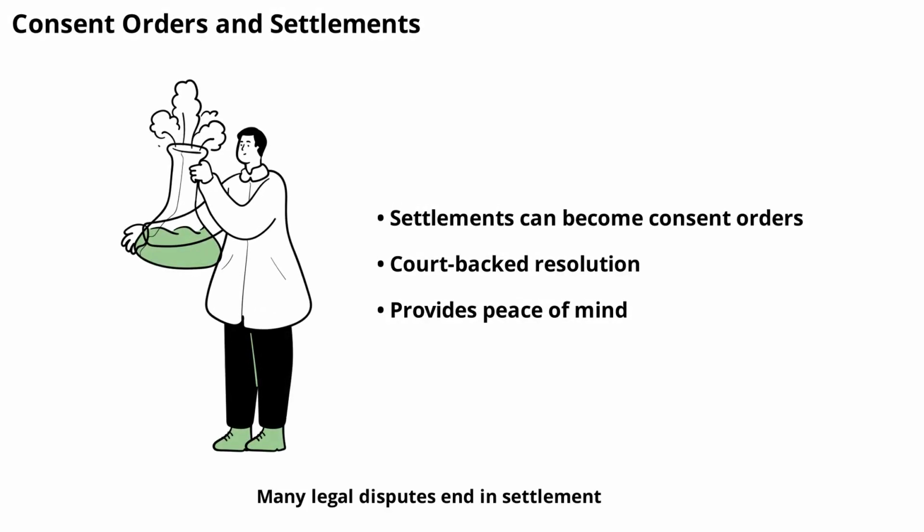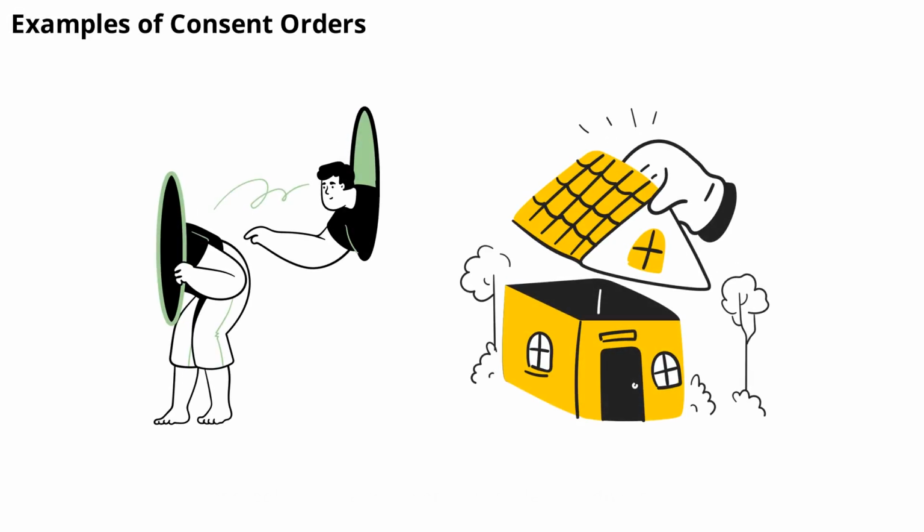Many legal disputes end in settlement. When both parties agree on a settlement, they can ask the court to issue a consent order reflecting the terms. This makes the settlement legally binding and enforceable. Consent orders provide a formal way to turn a private agreement into a court-backed resolution, giving both sides peace of mind. Let's look at some real-world examples.